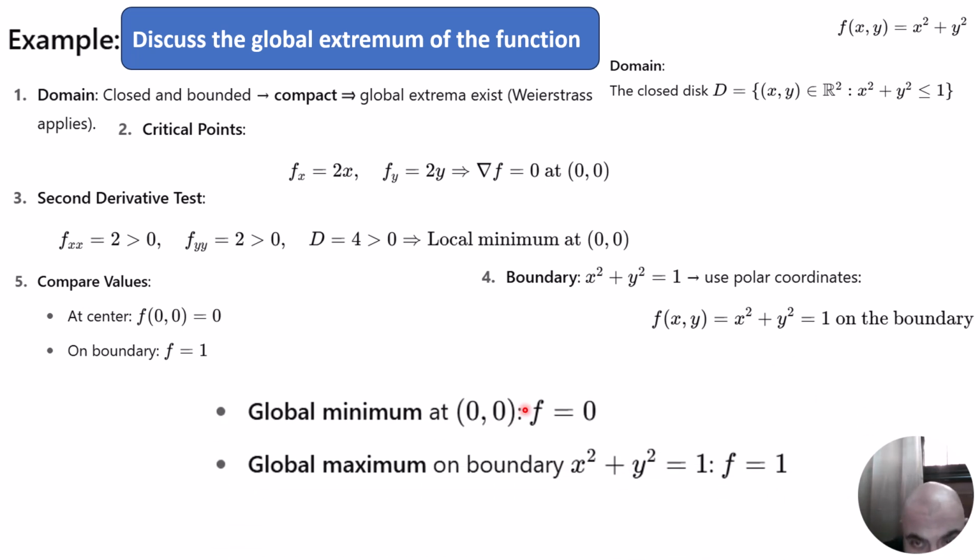ده معناه ان الفاليو which means that the value of the function at the critical point is less than the value at the boundaries. يبقى اذا ده معناه ان انا عندي global minimum at f(0,0) والفاليو بتاعته بتساوي 0 وجلوبال ماكسيمم on the boundaries هيحصلوا عند القيمه بتاعت f equal to 1 in specific.